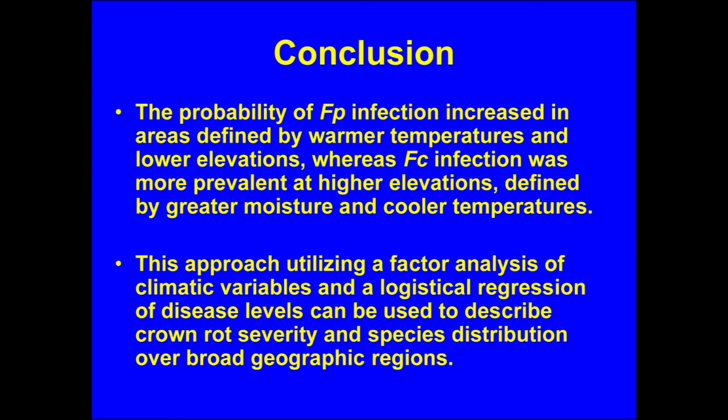So just in conclusion, we showed that those 2 species have very different niches. We think that pseudograminearum is in warmer temperatures, lower elevations, whereas culmorum seems to be prevalent at higher elevations with greater moisture. And this is an approach that we can use to really look at how these diseases are distributed across broad geographical regions, and then use that to try to predict future climate change models.